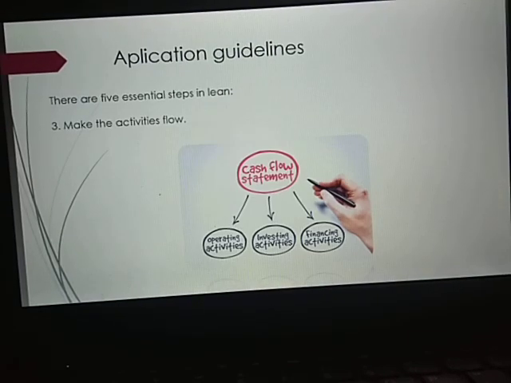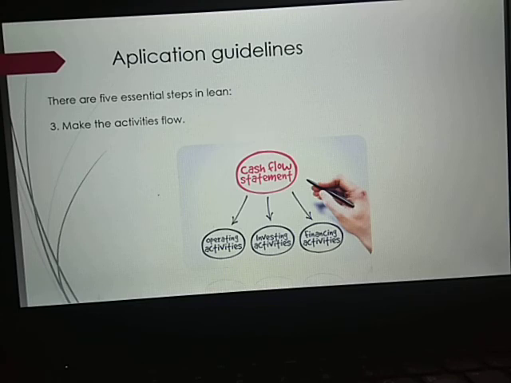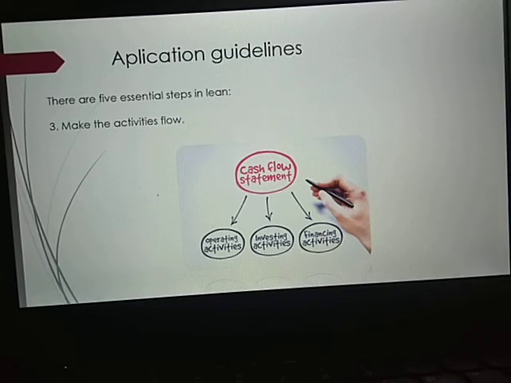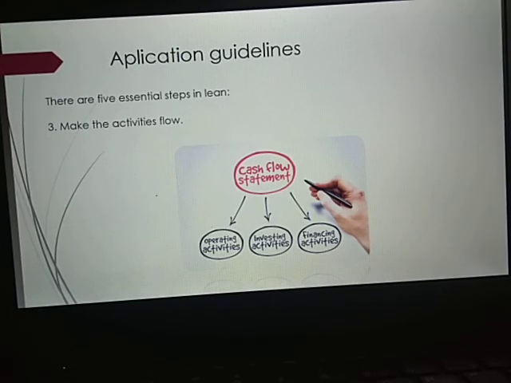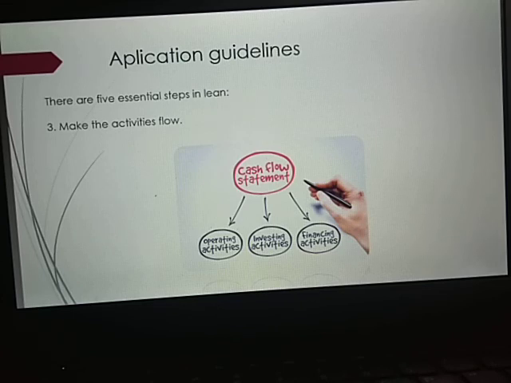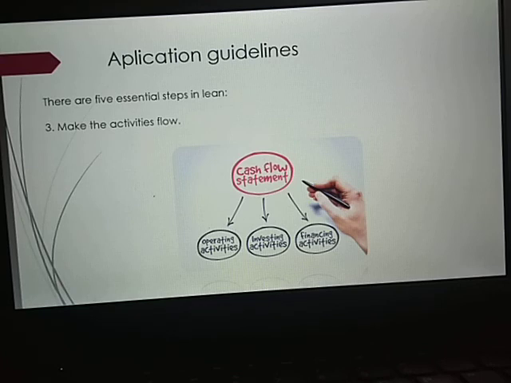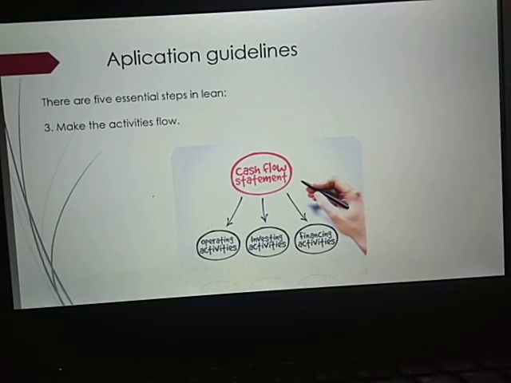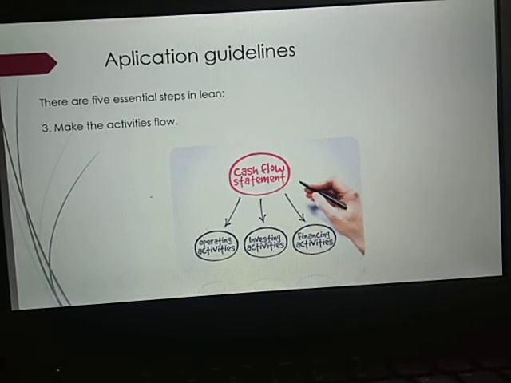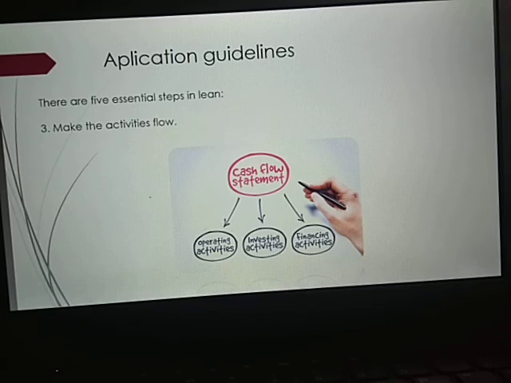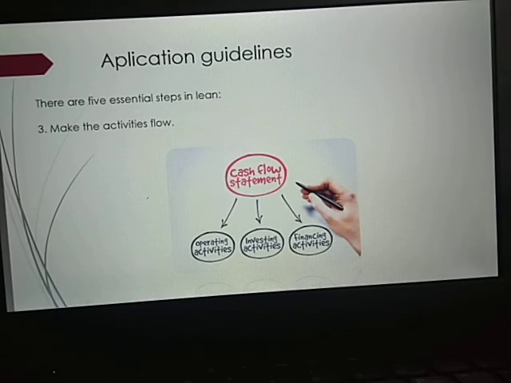The next step is make the activities flow. Once value-added activities and necessary non-value activities are identified, improvement efforts are directed towards making the activity flow. Flow is the uninterrupted movement of product or service through the system to the customers. Major inhibitors of flow are work in queue, batch processing, and transportation. These buffers slow the time for product or service initiation to delivery.